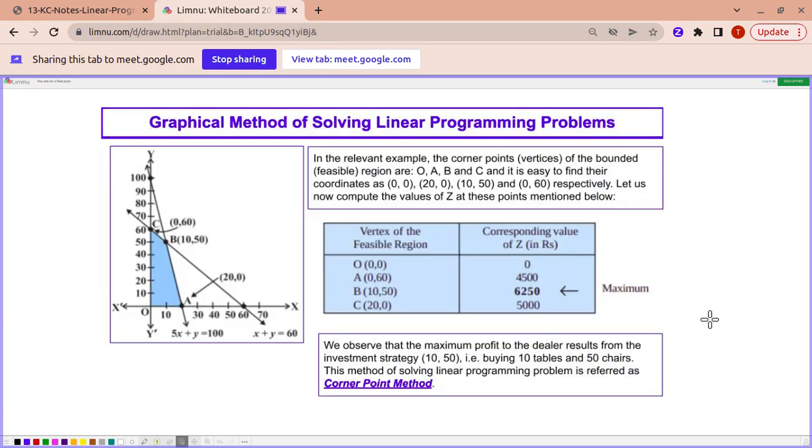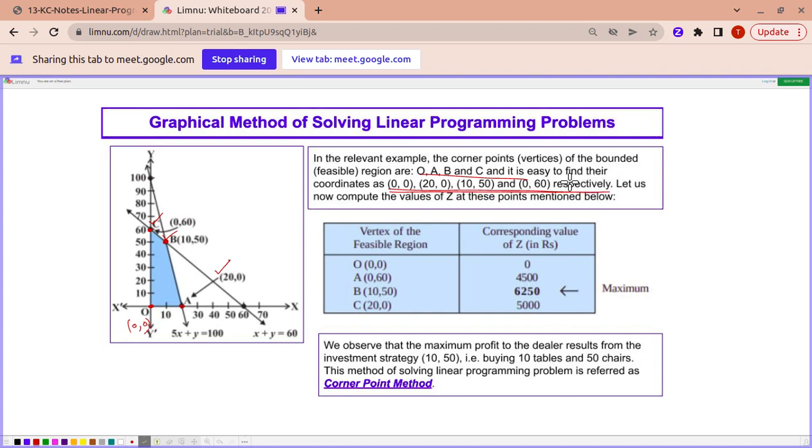Now, if you look, this is the feasible region, covered by the region OABC. The coordinate of the point O is 0, 0. Coordinate of the point A is 20, 0. Coordinate of the point B is 10, 50, and coordinate of the point C is 0, 60. So as it is mentioned here, OABC have the coordinates 0, 0, 20, 0, 10, 50 and 0, 60 respectively.